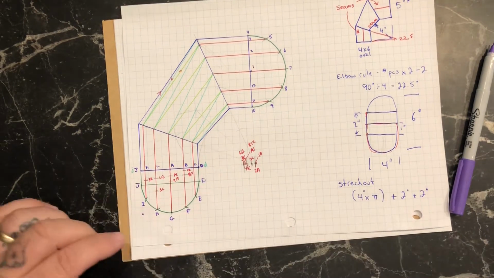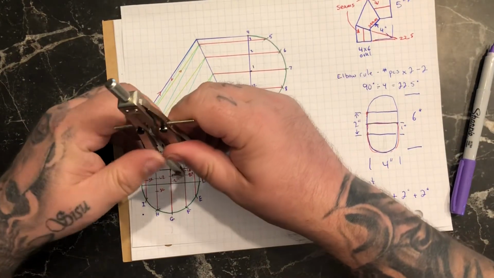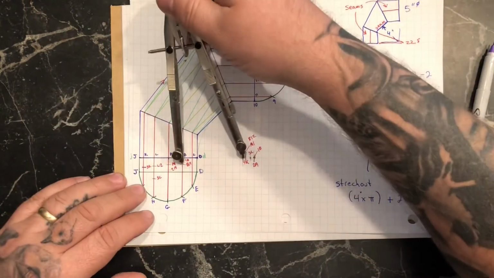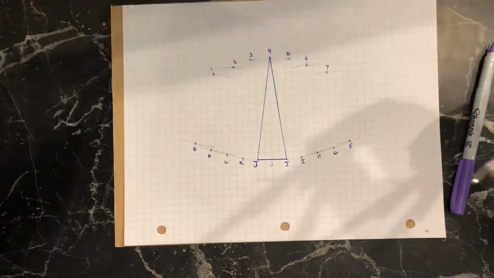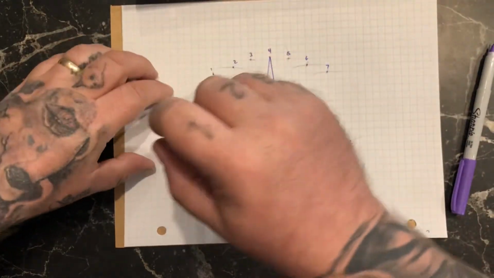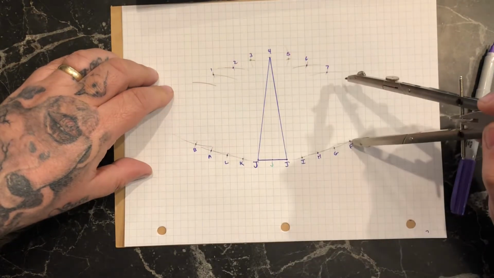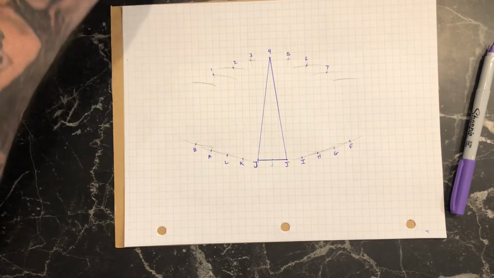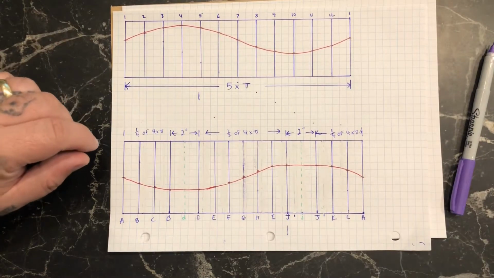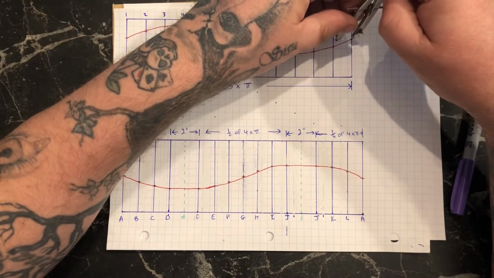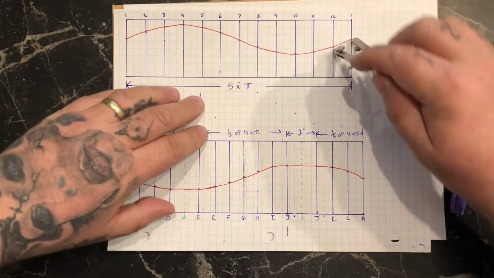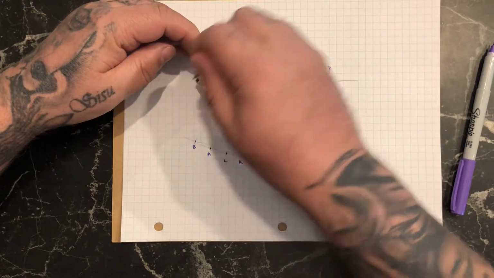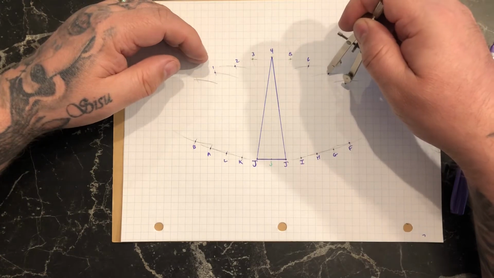B12. B12 to B12. And B up to 12. And then I need 1 to 12 here. So step off. 1 to 12. 7 to 8.